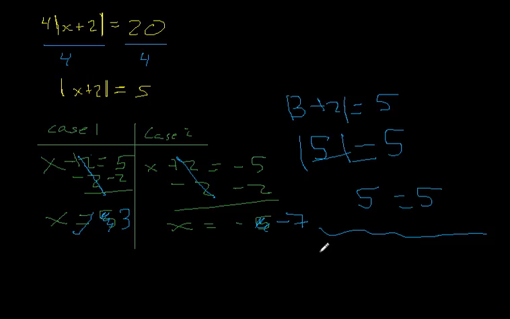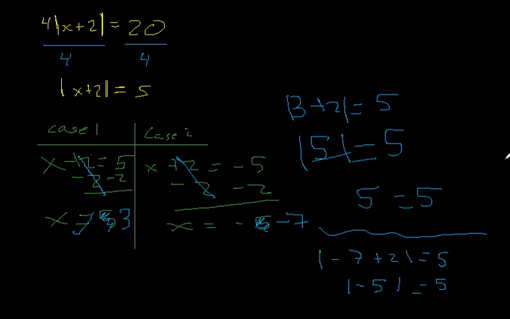So you're going to plug negative 7 in for x. If I have negative 7 on my number line and I'm going to add 2 to it, what direction am I going? To the right. And I get negative 5. So it's the absolute value of negative 5 equals 5.